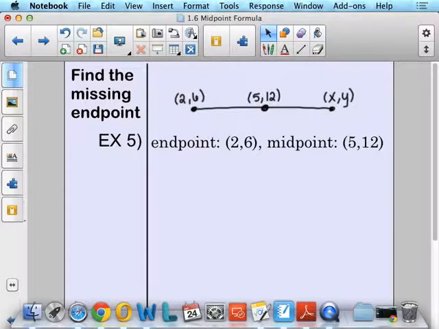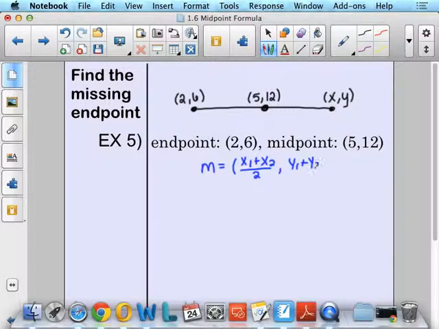So if we're setting up the equation, remember the midpoint is equal to this following equation. When I'm filling in the pieces, M stands for midpoint. So I know the midpoint is (5, 12), so I'm going to put (5, 12) for M. X1 and X2 refer to the endpoints.